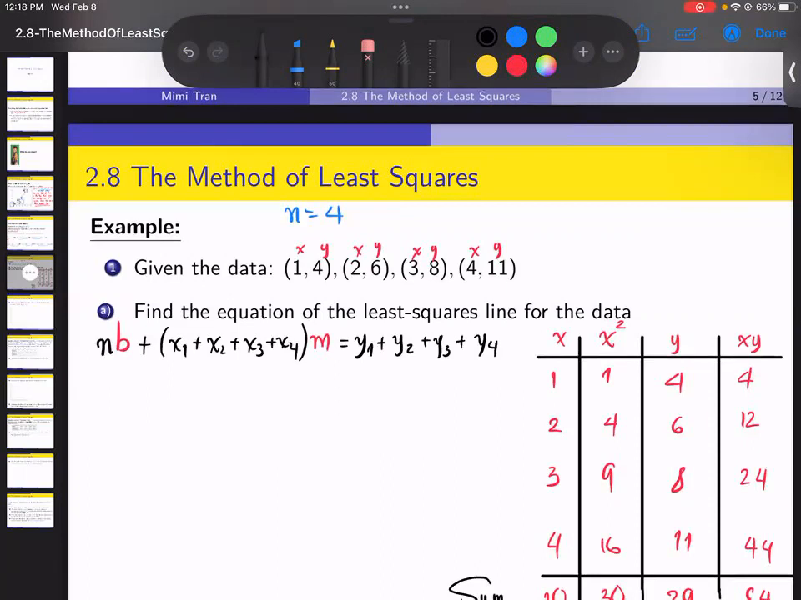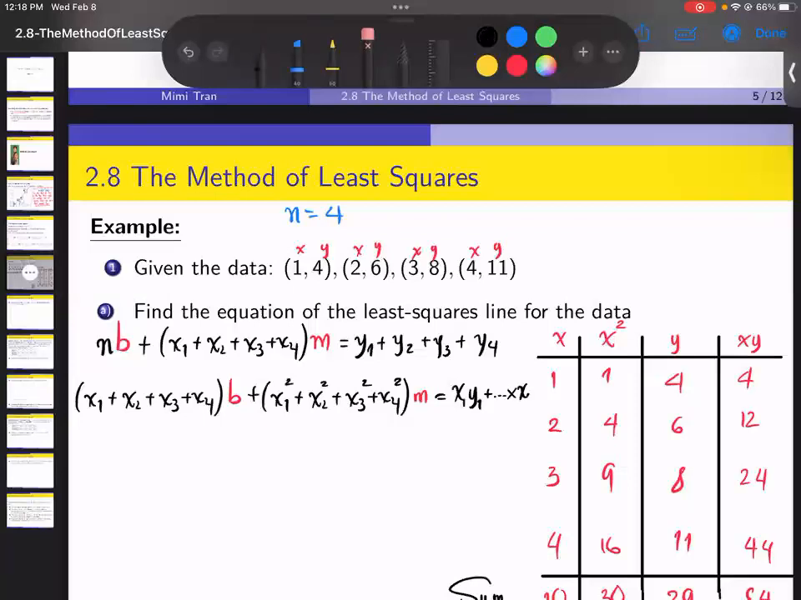And then the second normal equation will be x1 plus x2 plus x3 plus x4 times b, plus, I'm lazy because I'm duplicating things, plus x1 squared plus x2 squared plus x3 squared plus x4 squared times m equal x1 y1 plus all the way to x4 y4. I'm running out of space, so I'll write like that. Right.